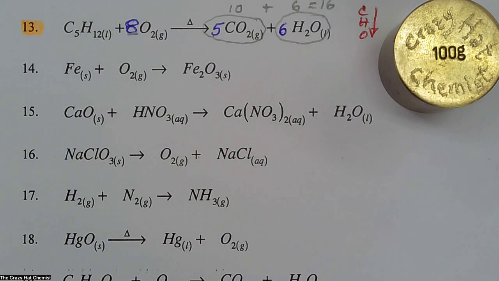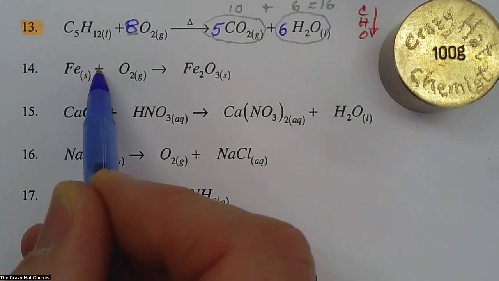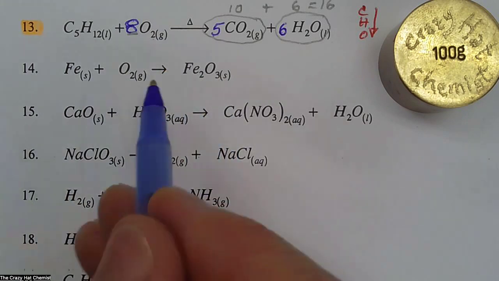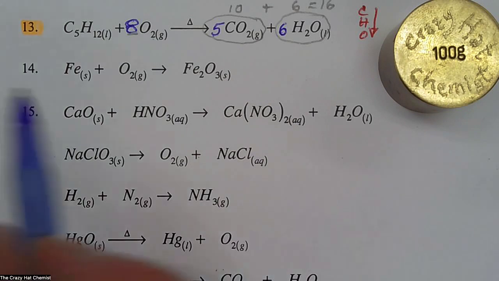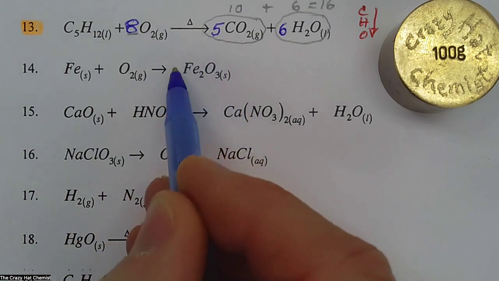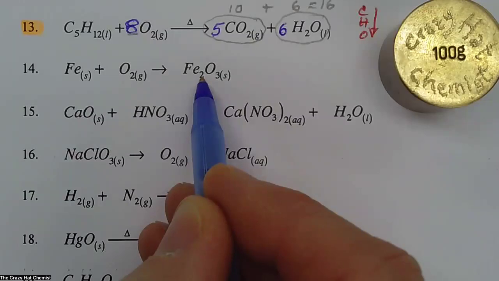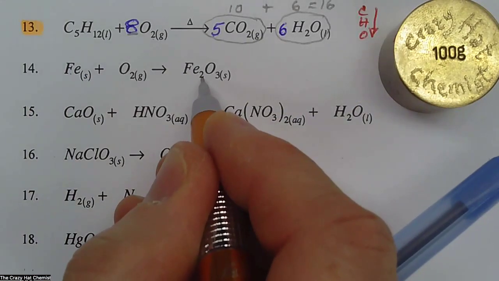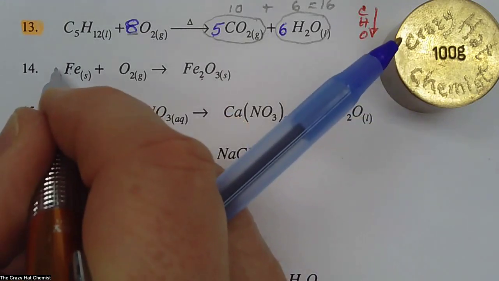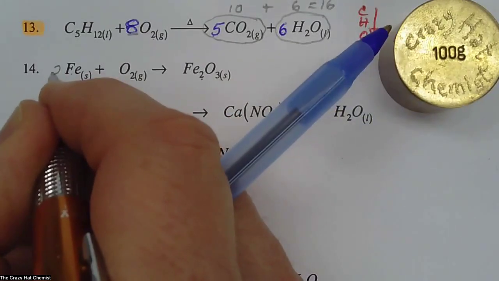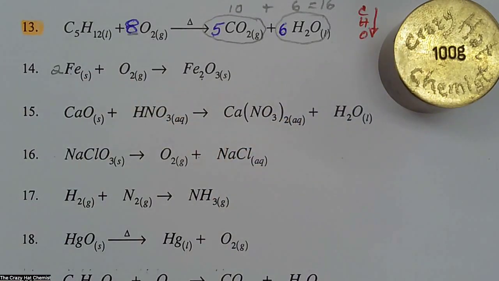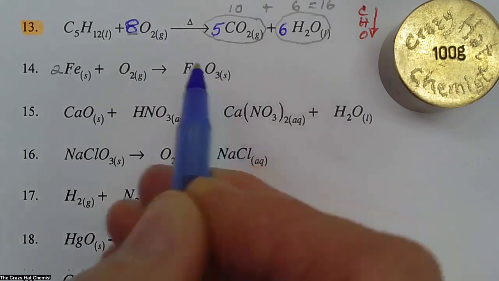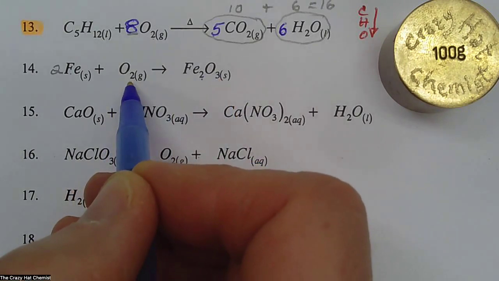Okay, number 14. That is iron plus oxygen gives me ferric oxide or iron 3 oxide. This is a combination reaction. I'm going to start with the most complicated formula that's right here. There are 2 irons on the product side and 1 on the reactant side. I'm going to put 2 irons on the reactant side. There are 3 oxygens on the product side and 2 oxygens on the reactant side.